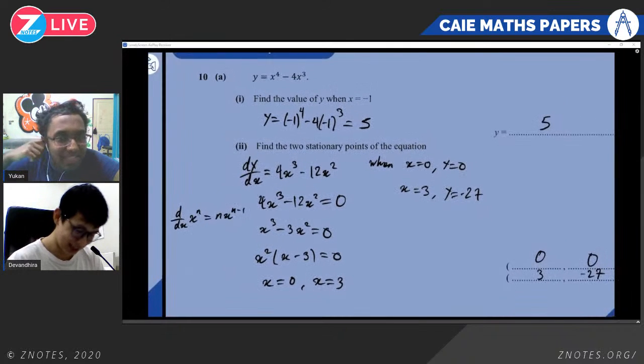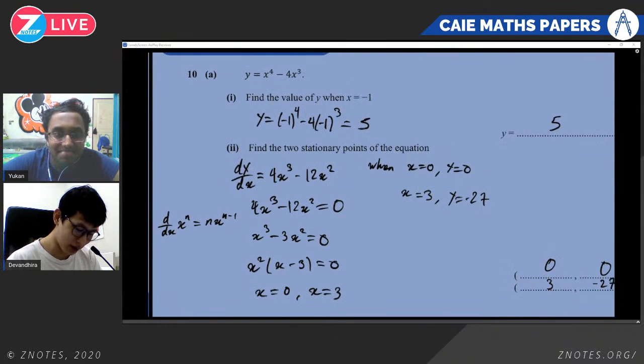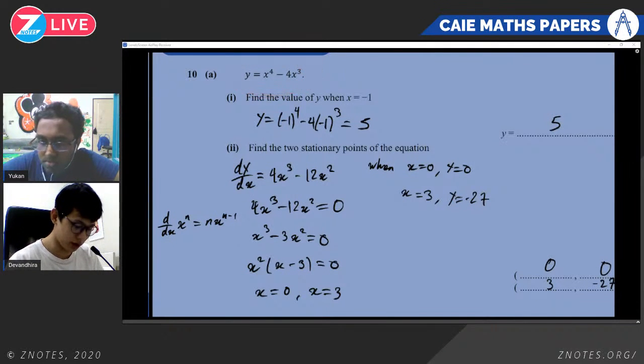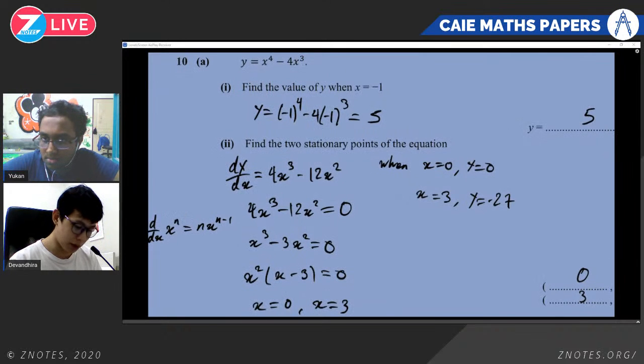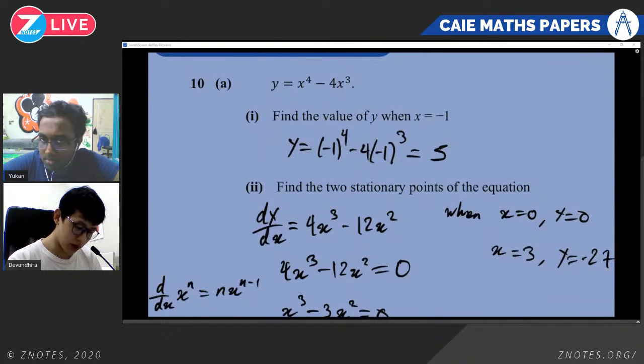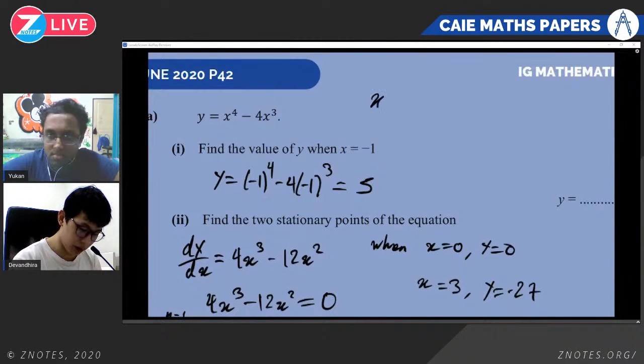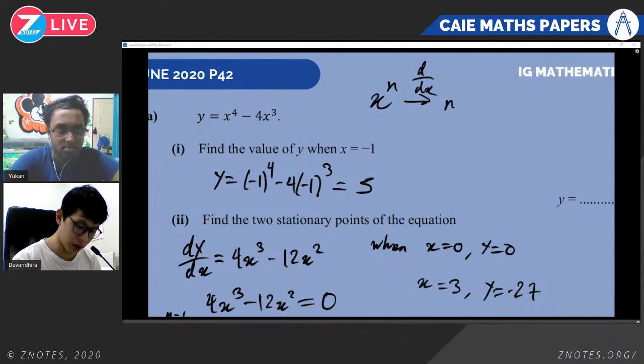All right. Now next one is find the two stationary points of this equation, basically. So if you want to find the stationary points, remember you have to take the derivative of this equation. So when you take the derivative, remember by the power rule, let's say we have x to the power of n. If you're going to take the derivative, you bring down the power and x to the power of n minus 1. Basically, the power, you reduce it by 1.